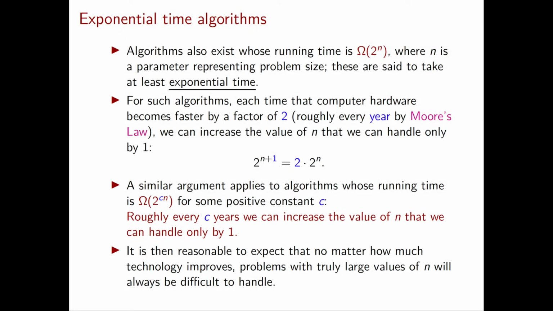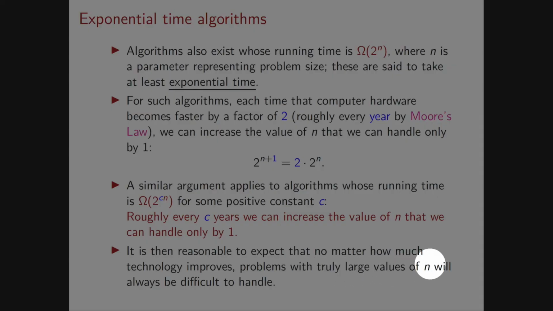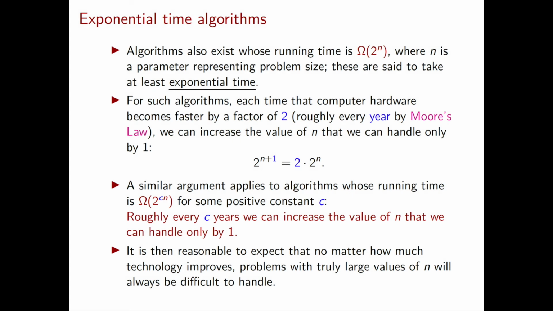So to recap, in polynomial time algorithms, every constant number of years, the value of n that we can handle doubles. While in exponential time algorithms, every constant number of years, the value of n that we can handle can only increase by 1. So it is reasonable to expect that no matter how long you wait, problems with truly large values of n will always be difficult to handle with exponential time algorithms.